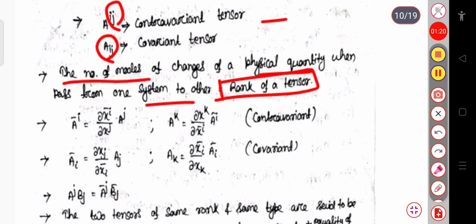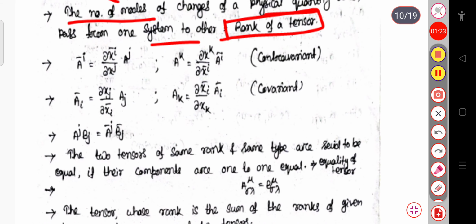For the contravariant tensor, when the power is written, suppose A^i, that is a contravariant tensor of rank 1. If I write ij, it is a contravariant tensor of rank 2, ijk a contravariant tensor of rank 3, and so on. Similarly for the covariant tensor. So the number of modes of change of a physical quantity when passed from one system to the other is called the rank of a tensor.